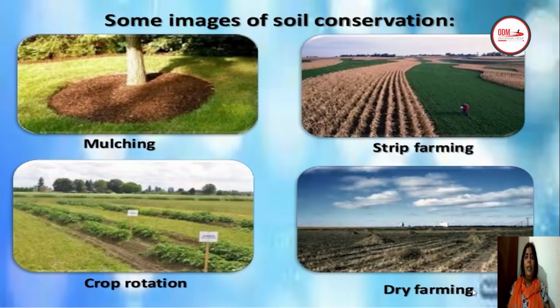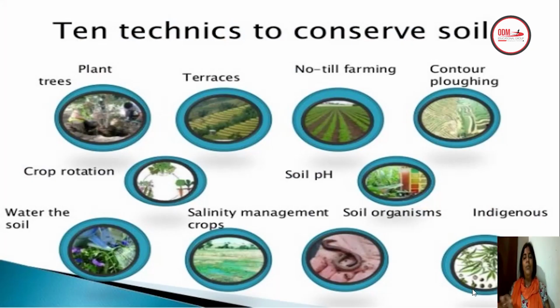Okay. And then here are images of soil conservation like mulching, strip farming, crop rotation and dry farming. Here some techniques are given for how we can conserve soil, like by planting trees, by crop rotation, by watering the soil, by trying to manage the salinity of the soil, by putting in soil organisms which can fix the soil. Okay, indigenous methods, like using biodegradable things. Then we should maintain the pH level by terrace farming, no-till farming and contour plowing. These are a few techniques to conserve the soil.